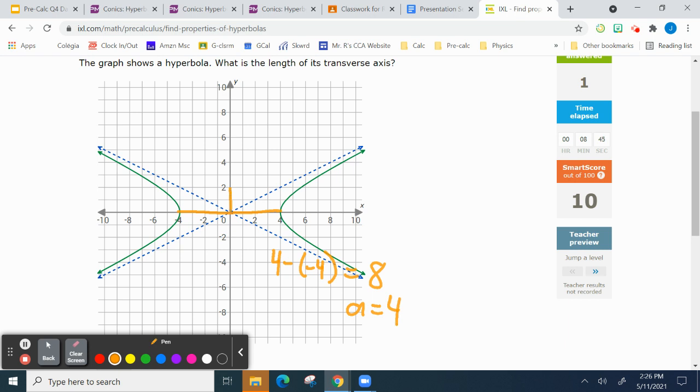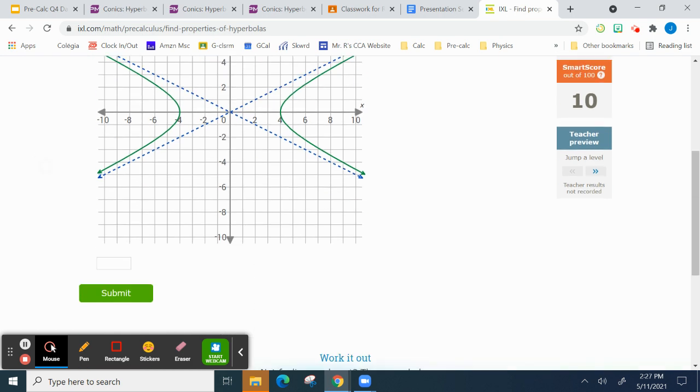And then we already found this one. So if we had to find B, that would be 2. And then we would have H and K, right? H, comma, K is the center. So H would equal 0, and K would equal 0. And now you know an awful lot about this. All right, so we'll clear the screen again, and we'll just go back and put in the length of the transverse axis as 8.